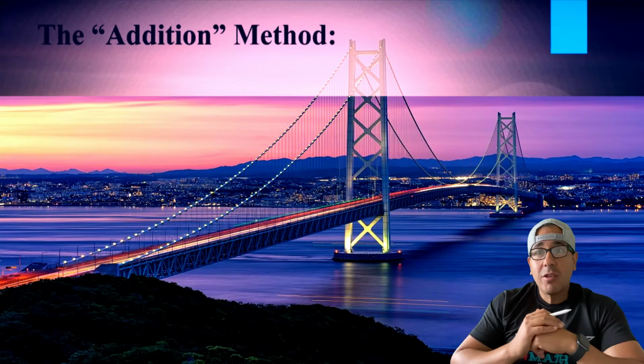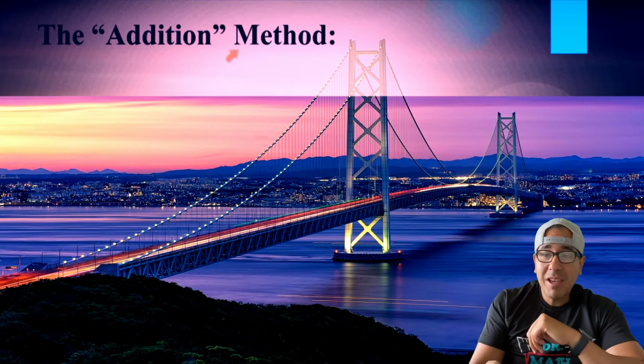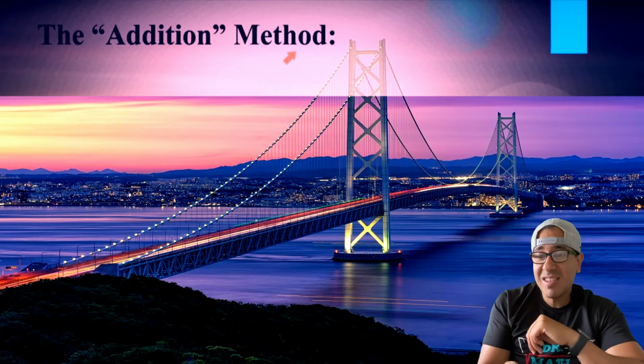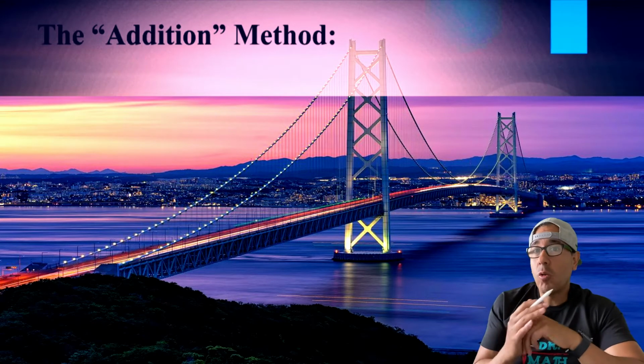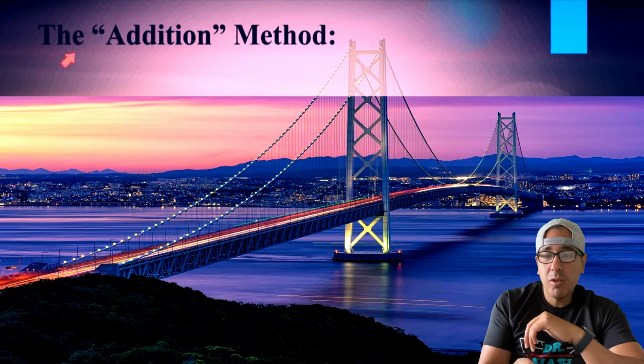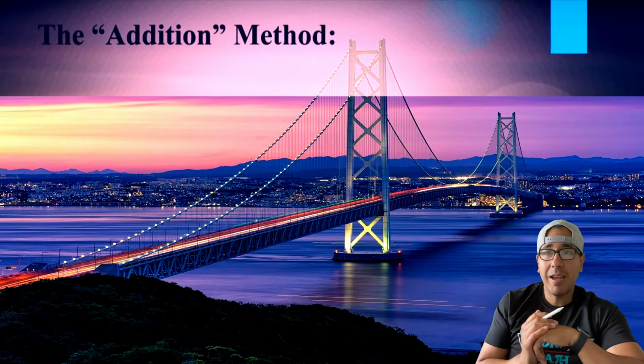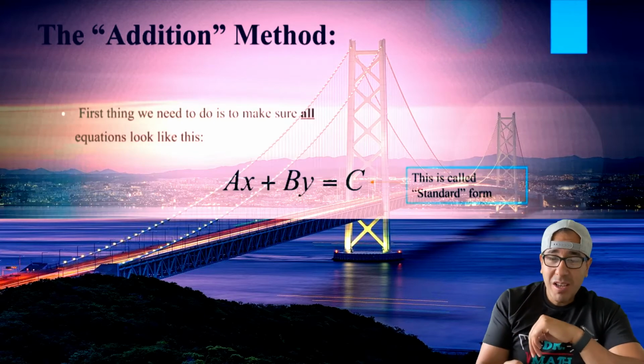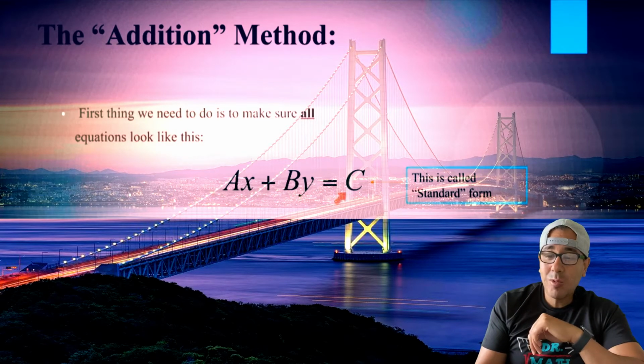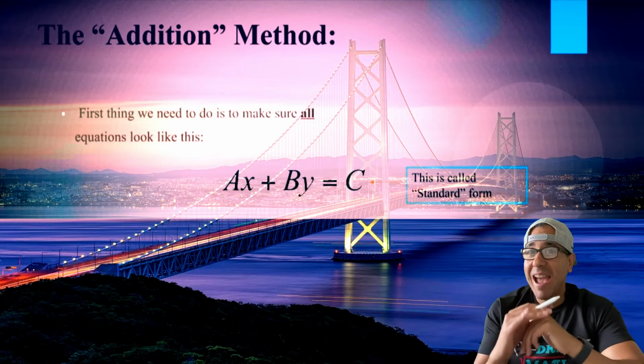All right, mathletes, so first things first, let's make sure you know the name of this method. So when they ask you, this is the addition method or the elimination method. But for the most part, we'll just stick to calling it the addition method. So number one, first thing you need to do is make sure that your equations look like this: Ax plus By equals C. And this has a name.